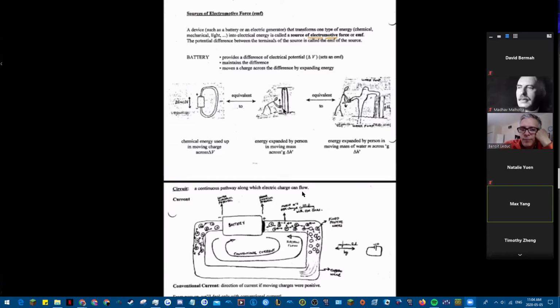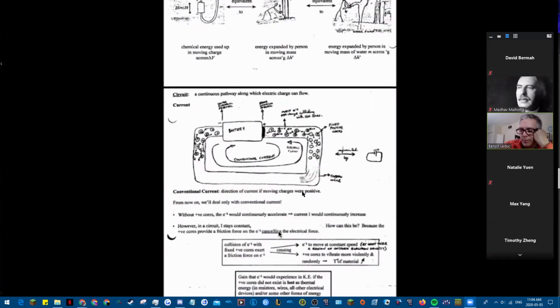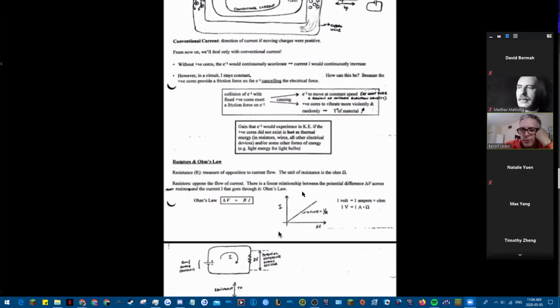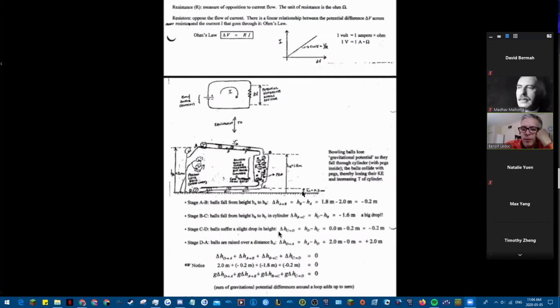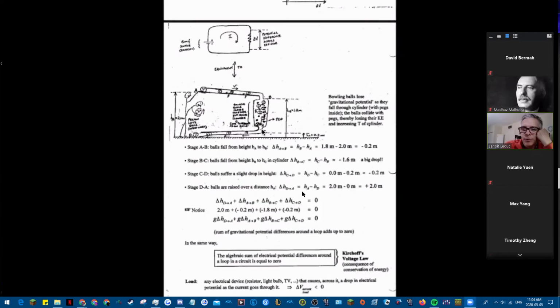All right. So let's say here, actually, you know what? Let's go to this diagram here. Yeah, let's go to this diagram.